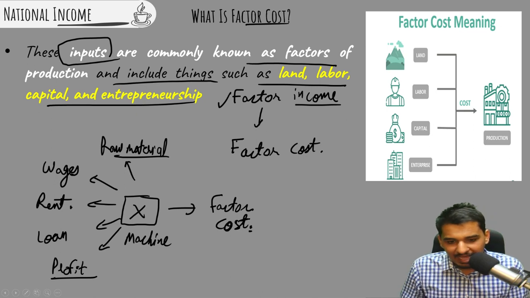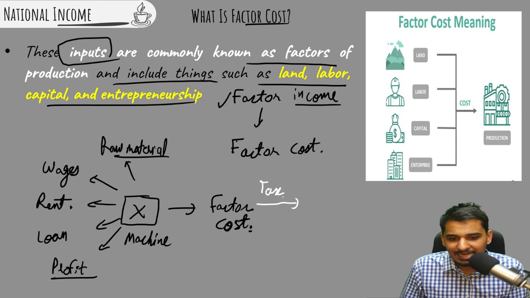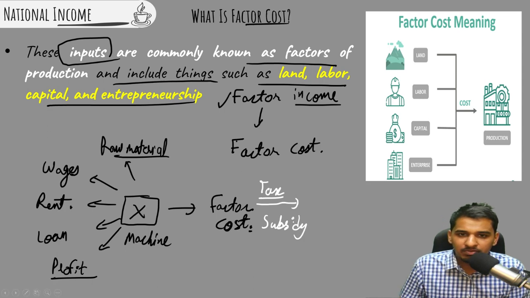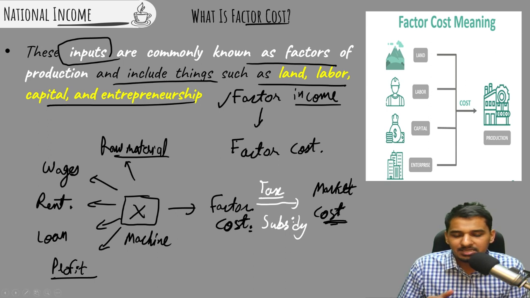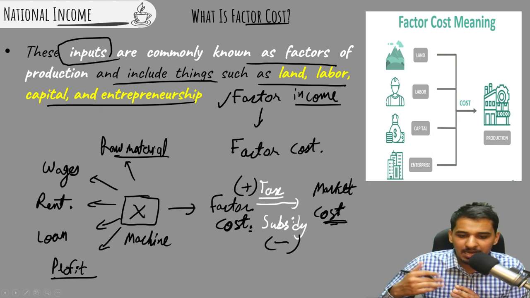Now this is not the final cost. In this, you will have to include some taxes. Now government will include some tax or give me some kind of subsidy. And now this product will go to market, and this will be the market cost. Once it has gone to market, this is the market cost after including the taxes, that is plus taxes and minus subsidy.